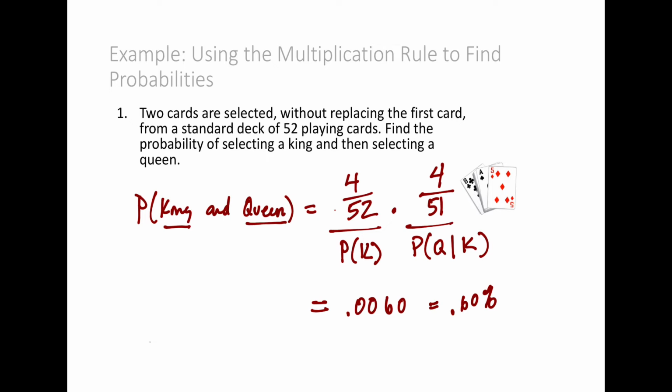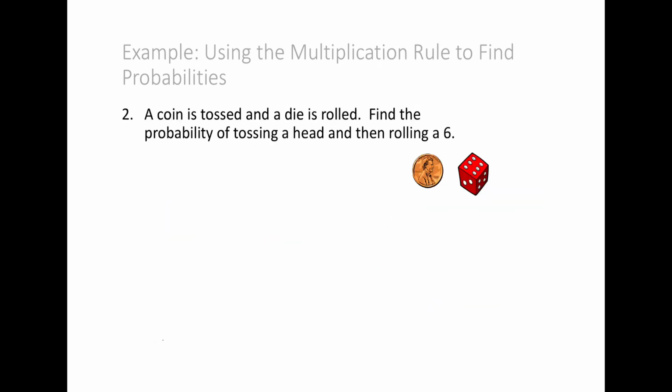If order was not important, this would be a whole different scenario. But in this case, we're looking for a very specific sequence where the king occurs first and the queen occurs second. On the previous problem, we had 2 dependent events because the removal of a king from the deck changed the probability for picking a queen on the second. Instead of the queen being 4 out of 52, just like the king, it was 4 out of 51. That's a slight change in the probability.